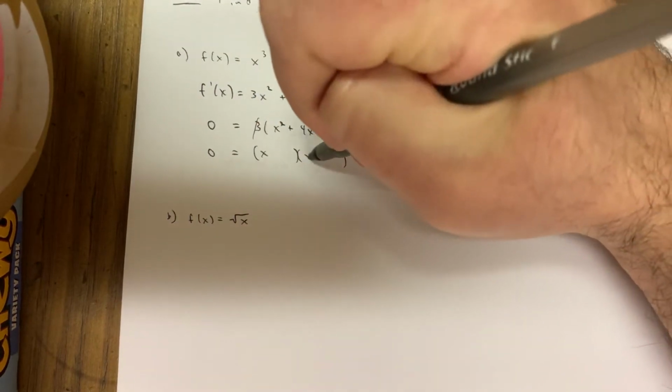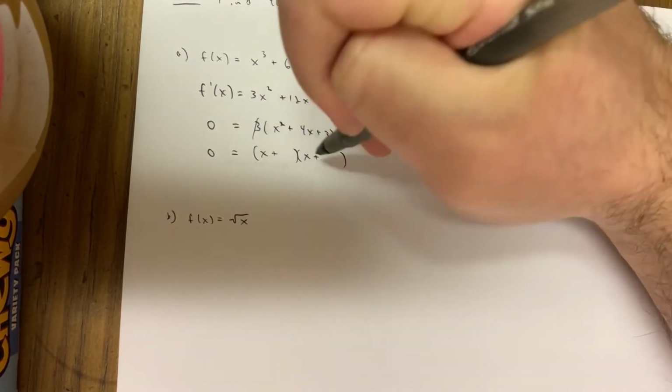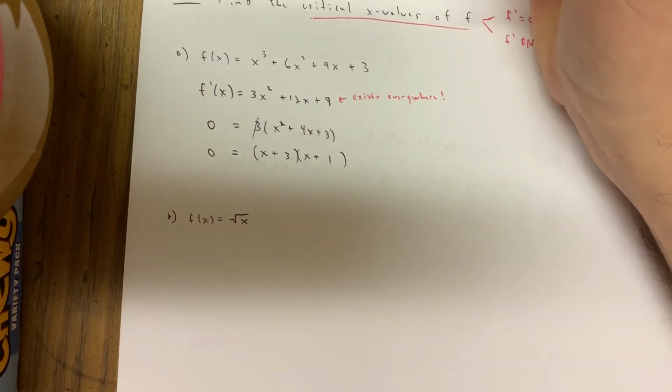So let's put x and x right here. Little factor action. Last sign is positive. Both signs can be the same as the middle sign. We know it's 3 and 1. Pretty easy factoring right here.